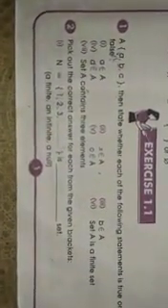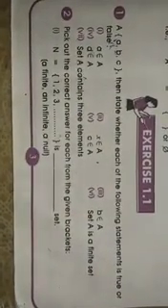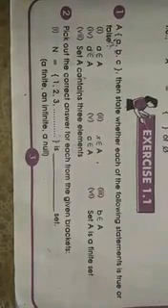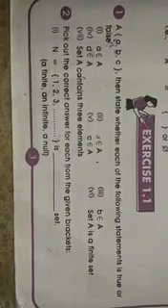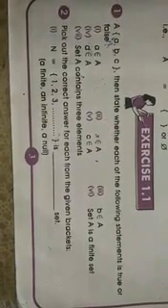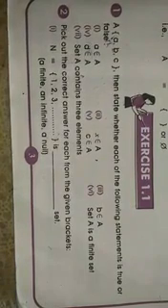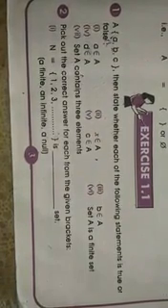Now we start exercise number 1.1 and question number 1. Set A contains the elements a, b, c. Then state whether each of the following is true or false. The first statement is: small a belongs to A.